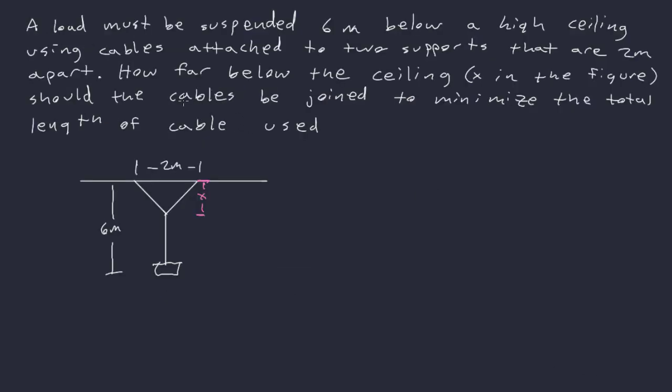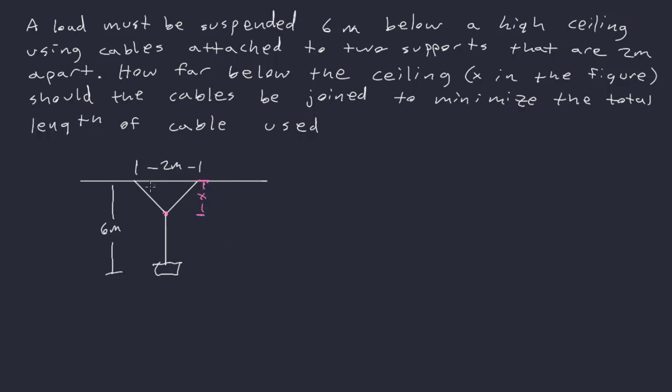All right, so for this example, let's say a load must be suspended 6 meters below a high ceiling using cables attached to two supports that are 2 meters apart. How far below the ceiling, and this is X in the figure, should the cables be joined to minimize the total length of the cable used? Okay, so this one really needs a diagram, so one is provided for this problem. We have a weight being supported by two cables that join together here and then go down and eventually reach the weight itself.